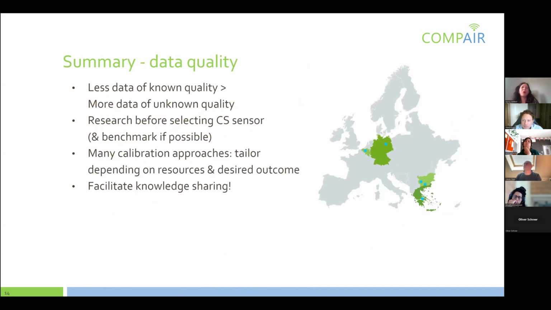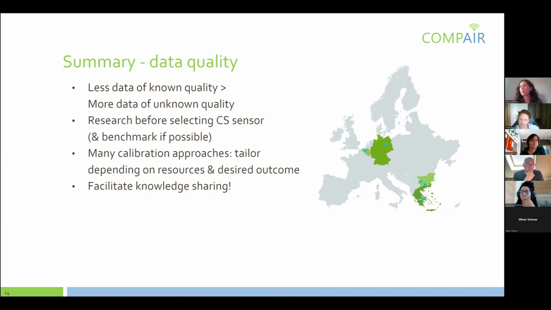So a few take-home messages. Less data of known quality is better than more data of unknown quality, because you can actually use it to analyze your experiments. And researching before selecting your citizen science sensor is quite important. If you have a sensor that doesn't have a known quality of data, then you can do all sorts of calibration methods, but it could be that you're just not measuring your pollutant of interest.